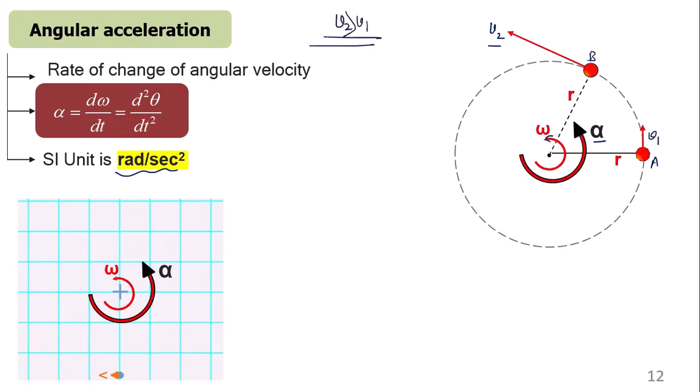Now, in this particular situation, these are the three vector quantities: theta, omega, and alpha. These three are vectors, but they are known as axial vectors. Why? Because the directions of these vectors are fixed.